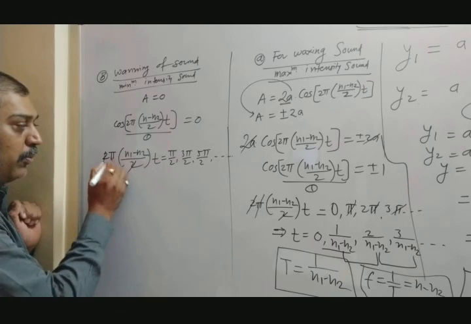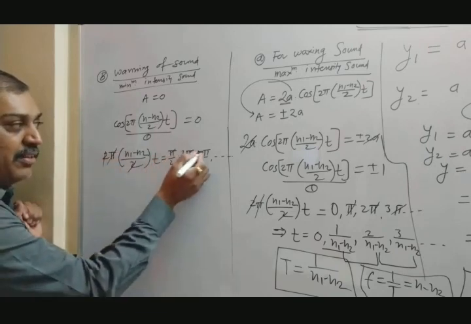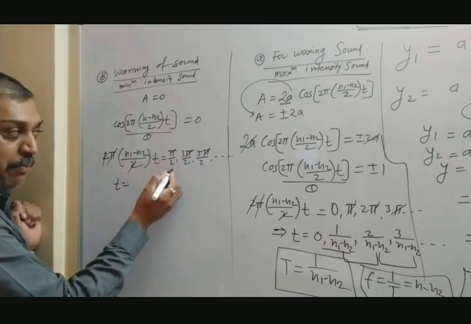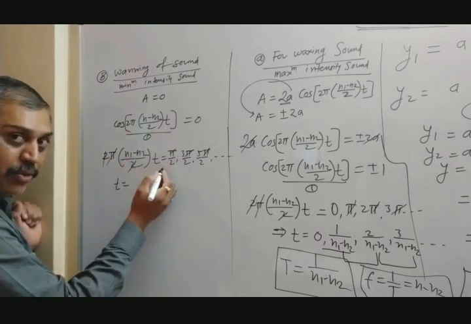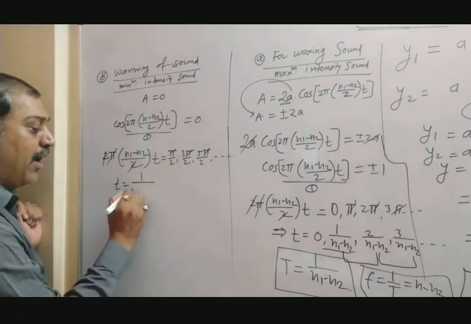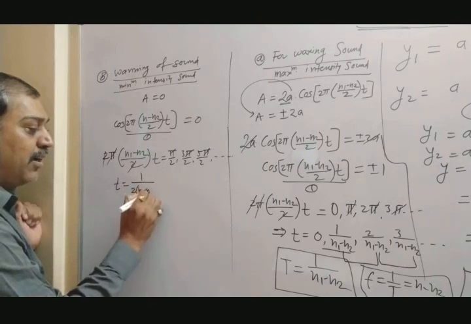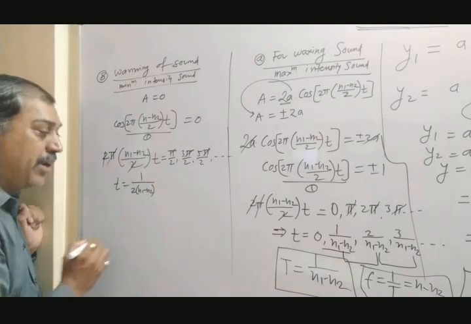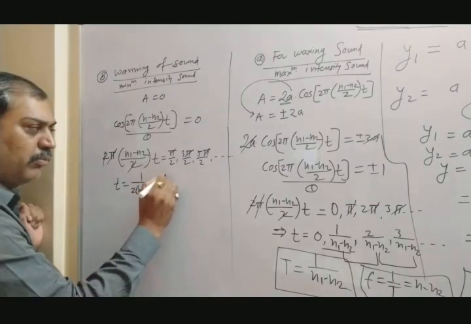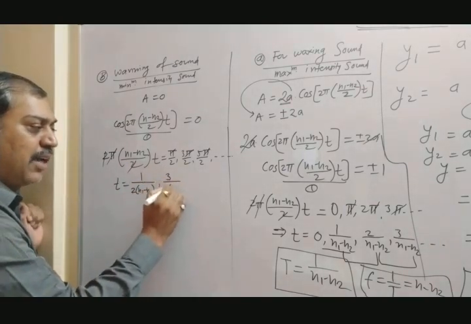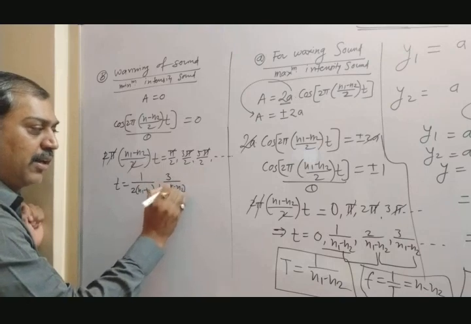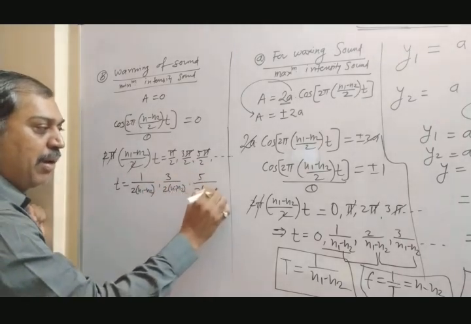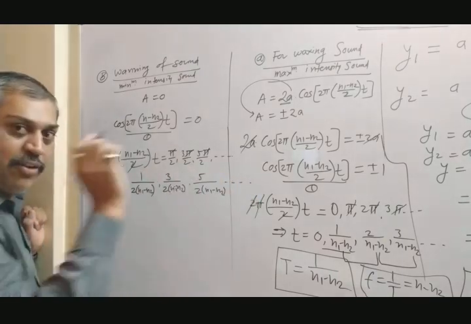Again, the 2 and the π on both sides get cancelled out. Find t. So t equals 1 by 2 is already there, and n1 − n2 goes to the denominator: 1 divided by twice (n1 − n2). This is the first condition where minimum intensity sound occurs. Next is 3 divided by twice (n1 − n2), the second condition. Next is 5 divided by twice (n1 − n2), the third condition, and so on.